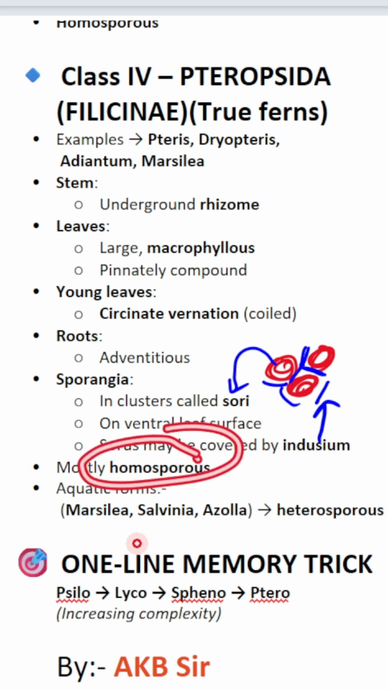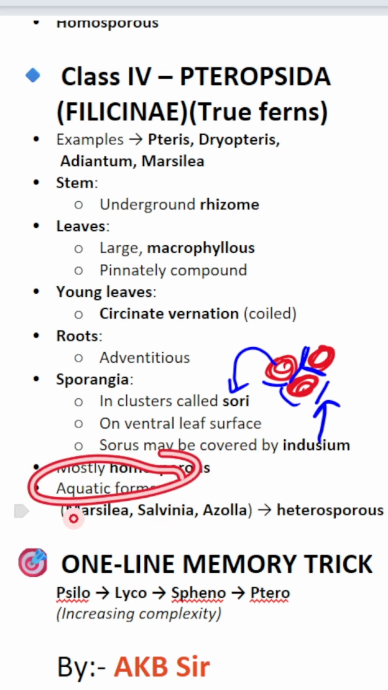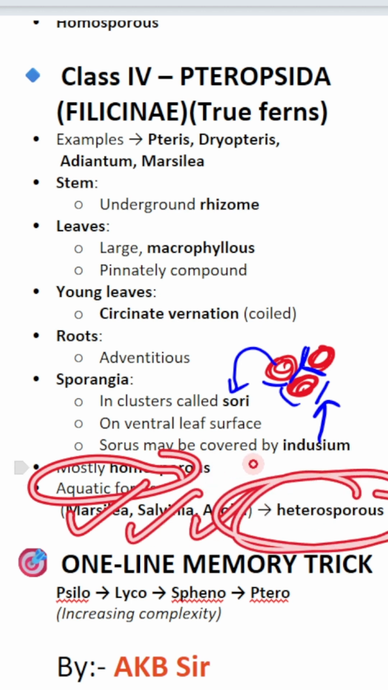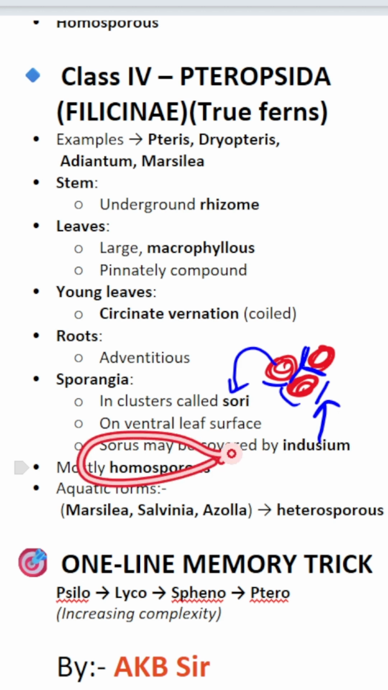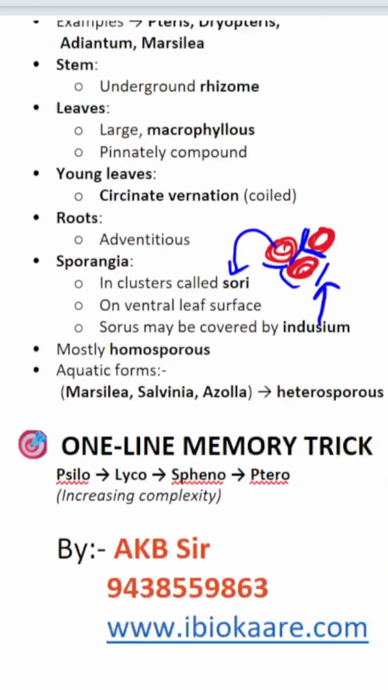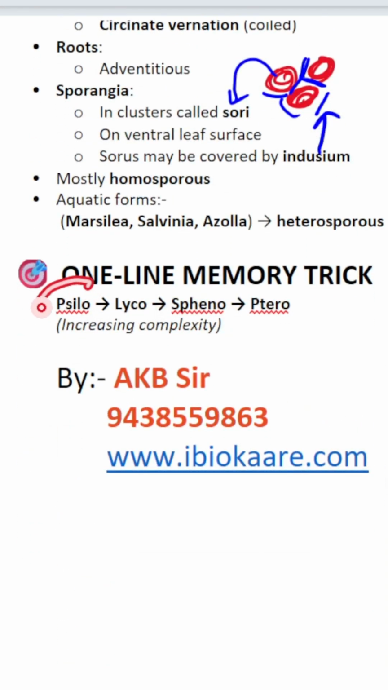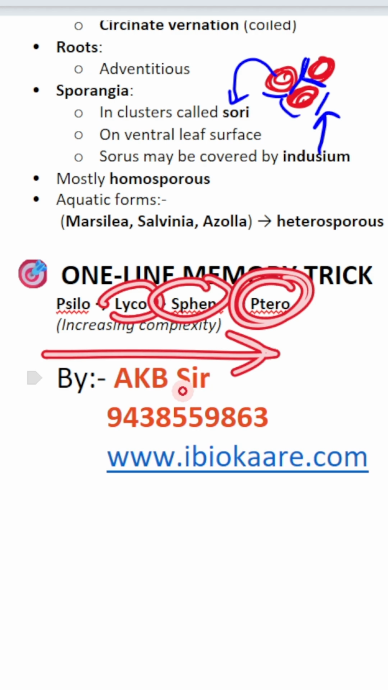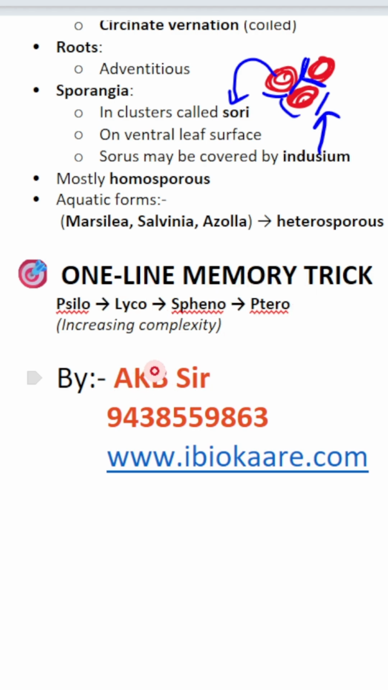Mostly they are homosporous, but some of them are heterosporous, mostly the aquatic forms like Marsilea, Salvinia, Azolla. So the best way to memorize is that Psilopsida is the first ancestor, then a little advanced, then a little more advanced, then highly advanced. So this is the increasing complexity of Pteridophyta, and these are the four different classes.